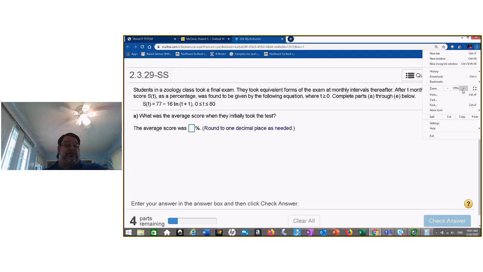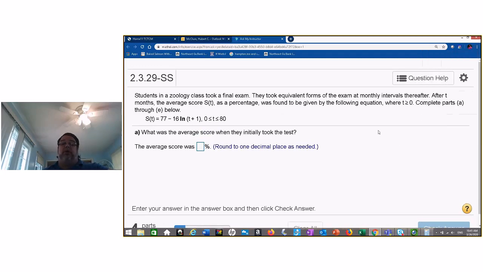This one says, students in zoology class took a final exam. They took equivalent forms of the exam at monthly intervals. After T months, the average score, S of T, as a percentage, was found to be given by the following equation, where T, time, has to be positive. There's no such thing as negative years. Complete parts A through E. What was the average score when they initially took the test?